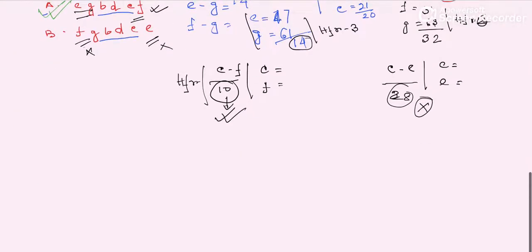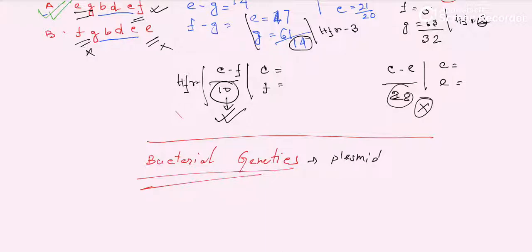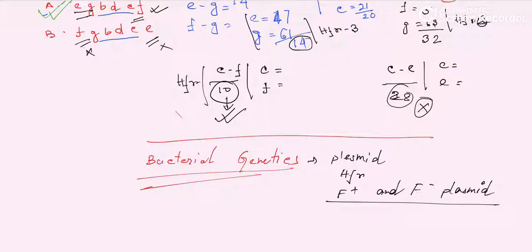So today we have discussed bacterial genetics, where we discussed plasmid recombination, HFR, F plus and F minus plasmids. We only had a very small discussion on these, and we also mentioned how to calculate the distance and how the arrangement of genes can be done.